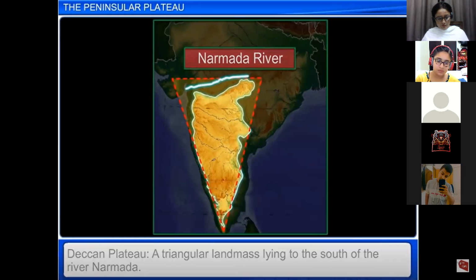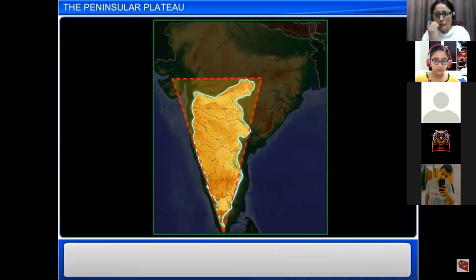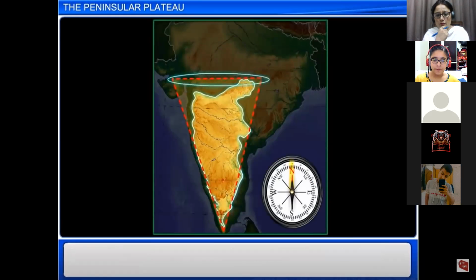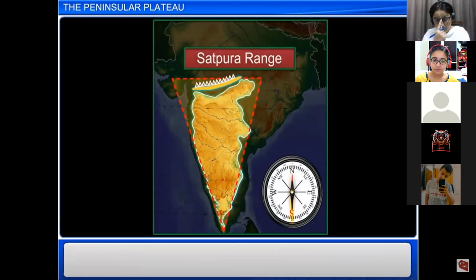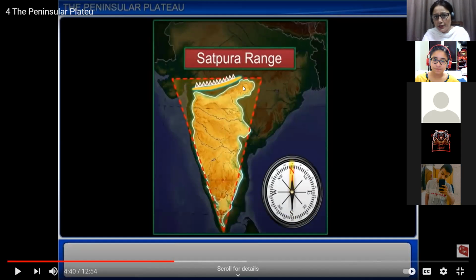The broad base of this triangle is in the north and the narrow tip of the triangle is in the south. The Satpura range borders this base in the north. So this we have done, Satpura range. Below river Narmada, we have a range known as Satpura. It's actually known as Satpura because it's made up of 7 hills.